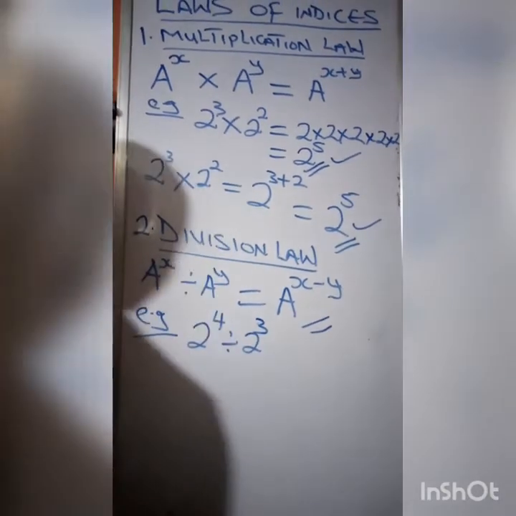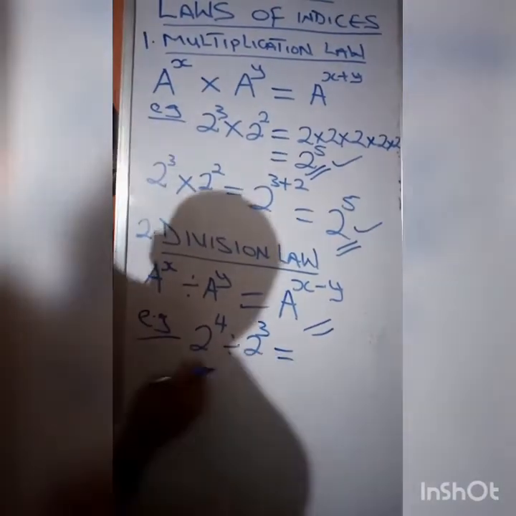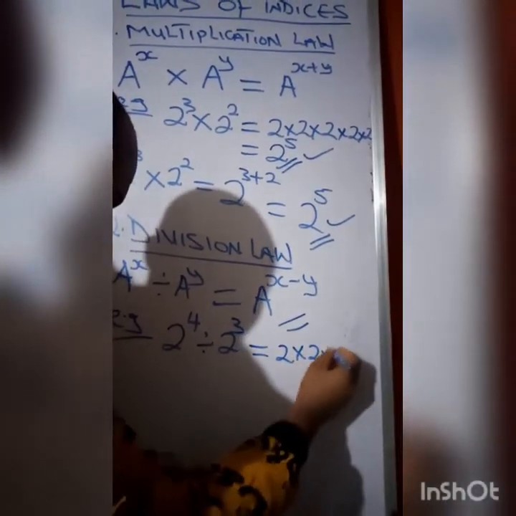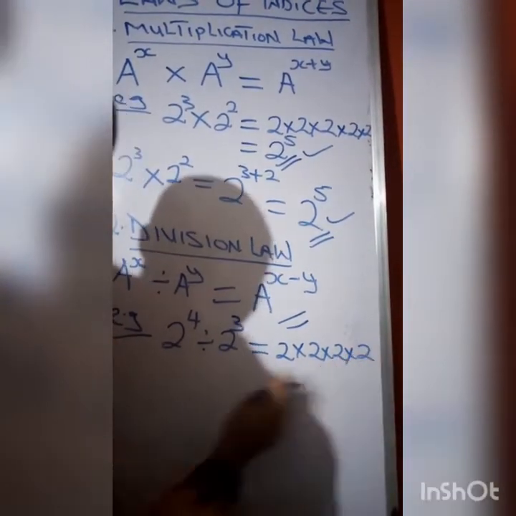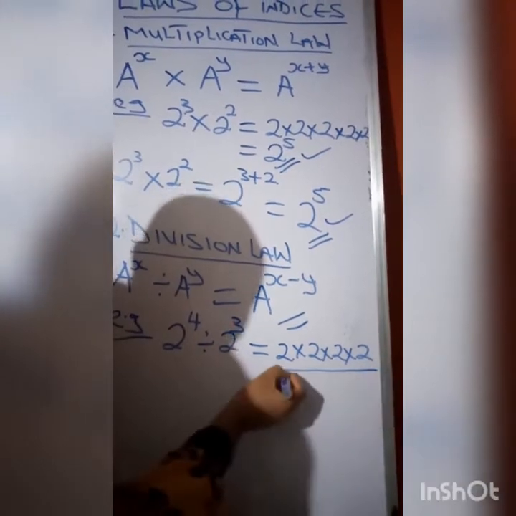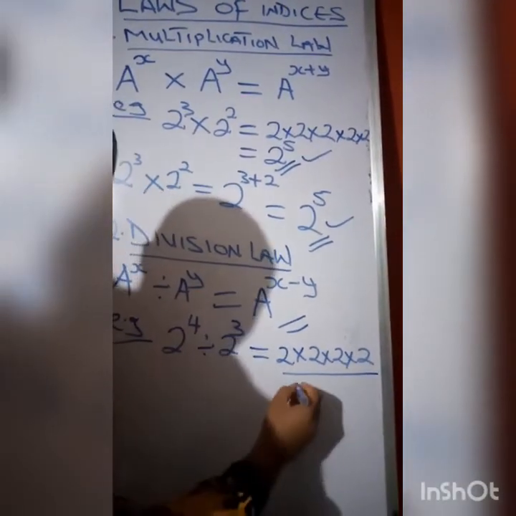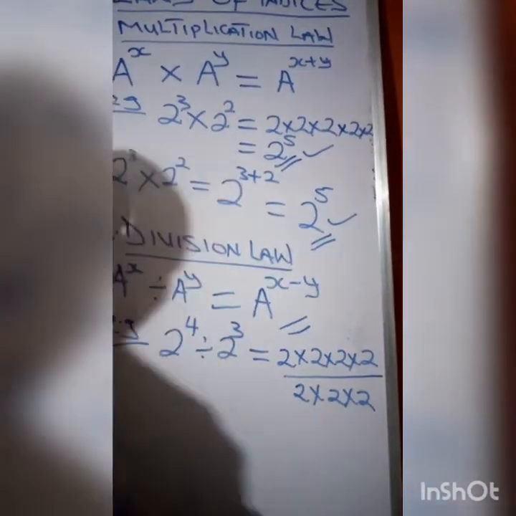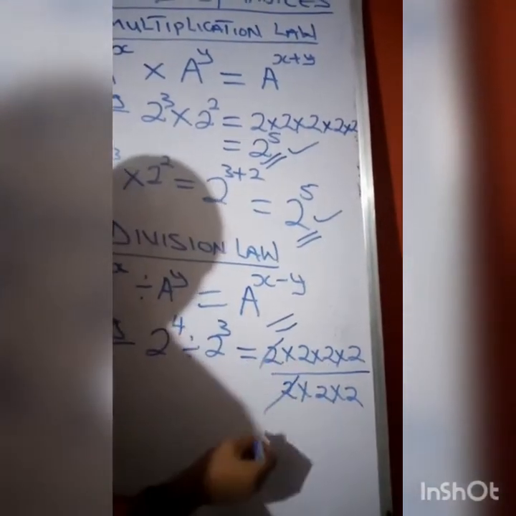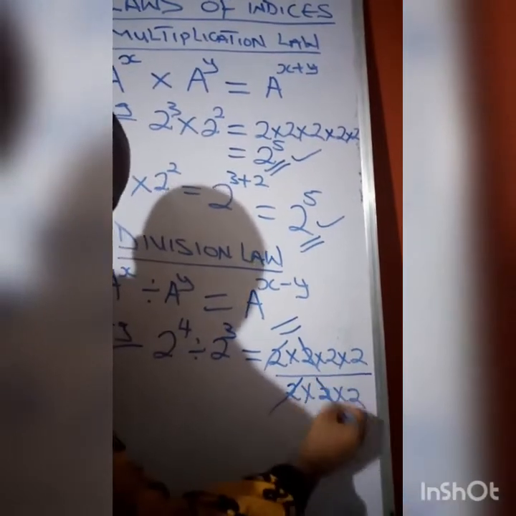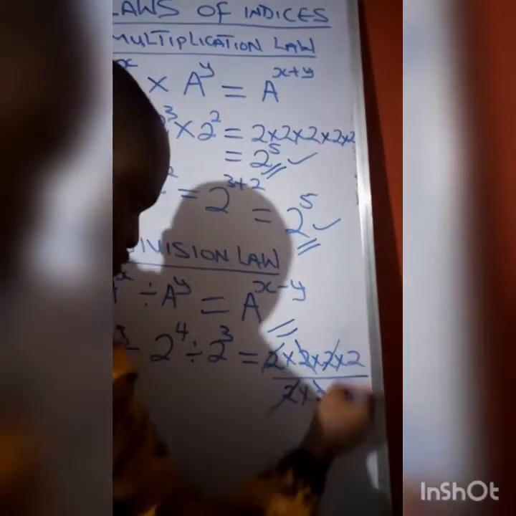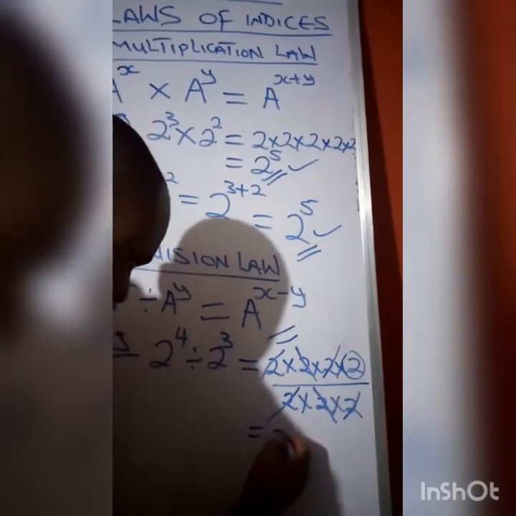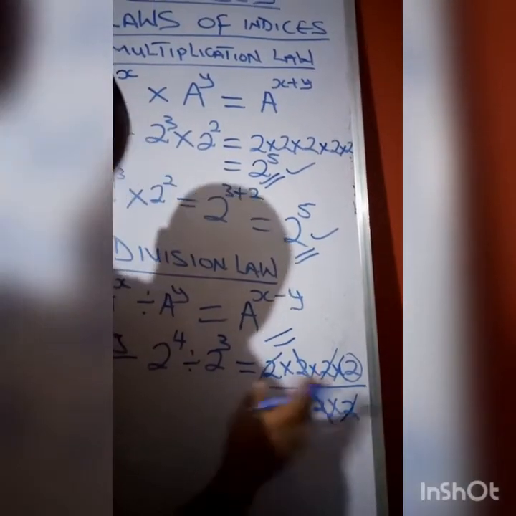Now let's show this. 2 raised to the power of 4 is what? 2 times 2 times 2 times 2. That's 2 in 4 places. Divided by 2 raised to the power of 3 is what? 2 times 2 times 2. So let's cancel out this 2. We cancel this 2. This 2, we cancel this 2. And this 2, we cancel this 2. I am left with just a single 2. So this is 2 raised to the power of 1, or written as 2.